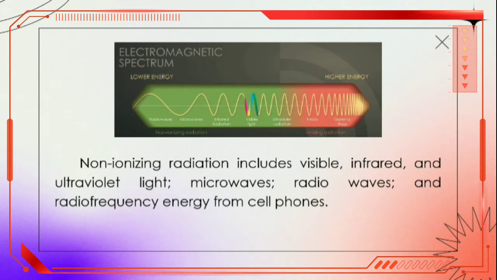Non-ionizing radiation includes visible, infrared, and ultraviolet light, microwaves, radio waves, and radio frequency energy from cell phones. The dividing line between non-ionizing and ionizing radiation occurs in the ultraviolet part of the electromagnetic spectrum, shown in the illustration above. Radiation in the ultraviolet band and at lower energies to the left of ultraviolet is called non-ionizing radiation, while the higher energies to the right of the ultraviolet band are called ionizing radiation.